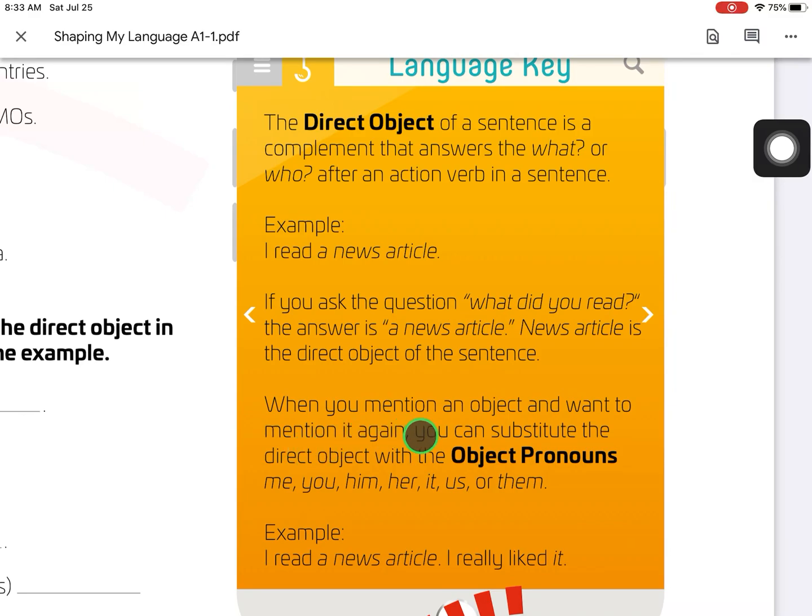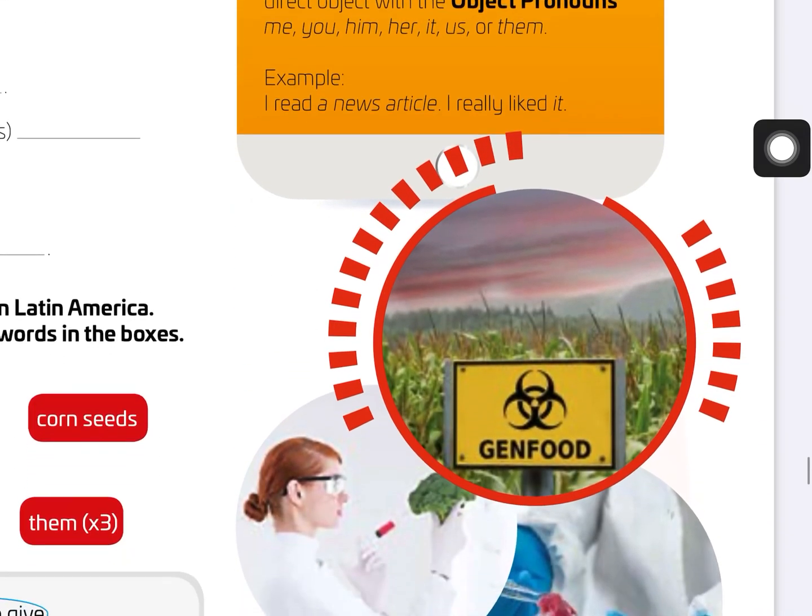Okay? When you mention an object and want to mention it again, you can substitute the direct object with the object pronouns me, you, him, her, it, us, or them. Example, I read a news article. But we are going to look for it in the past, so there is no "read" here. I read a news article. I really like it. Yes. So we are going to continue.